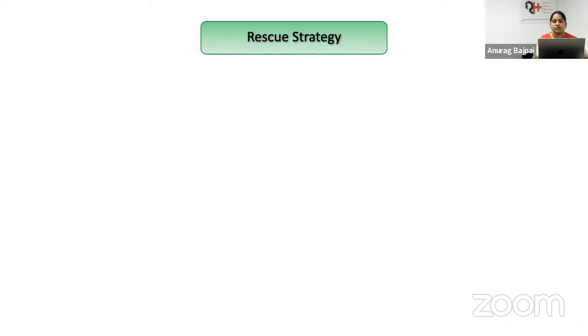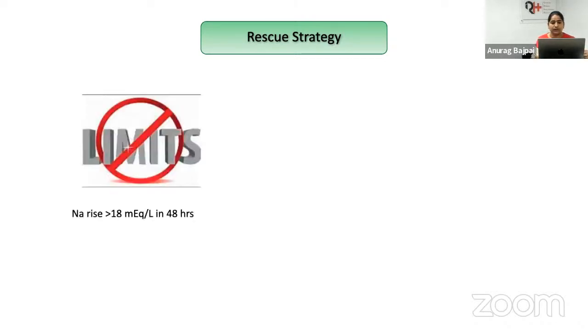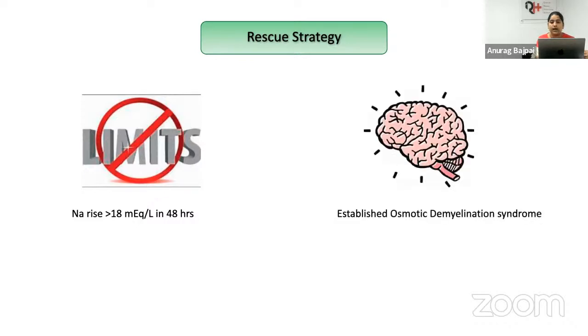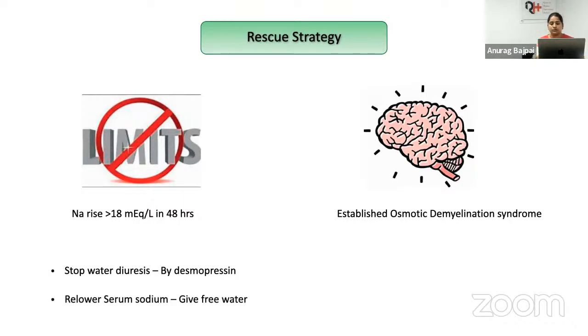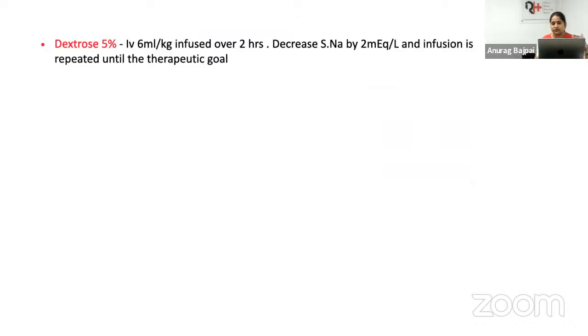This rescue strategy really rescues the patient from death, and it is recommended when the sodium rises greater than 18 milliequivalent per liter in 48 hours, and where there is already established ODS. The same scenario happens in our patient. What we have to do is stop the water diuresis by the desmopressin, and reload the serum sodium by giving free water. And the same strategy has been followed by us in treating this patient.